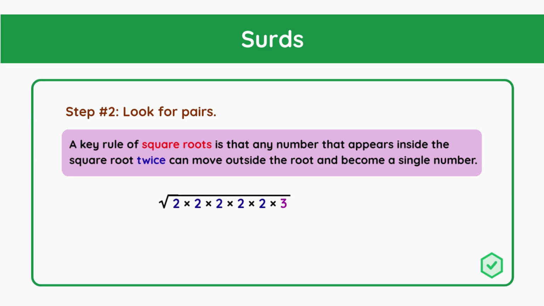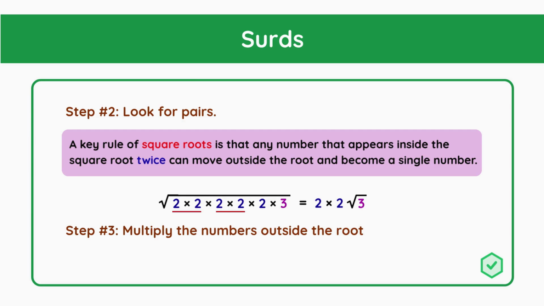Inside our square root, we have 2 pairs of the number 2. We can move each pair outside of the square root and each pair becomes a single 2 on the outside. This leaves us with 2 times 2 square root of 3. Our third and final step is to multiply the numbers on the outside together. So our fully simplified answer is 4 square root of 3.